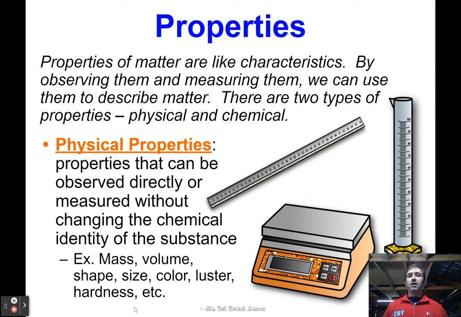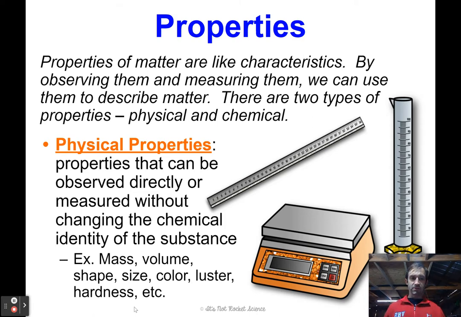It says properties of matter are like characteristics. By observing them and measuring them, we can use them to describe matter. There are two types of properties, both physical and chemical properties. All right, so physical properties: you can touch it, you can feel it, right? Properties that can be observed or measured without changing the chemical identity of the substance. Mass, right? How much stuff makes it up. Volume, how much space it takes up. Shape, its size, its color, luster, like how shiny it is, how hard it is, right? So density, things like that, are all physical properties.